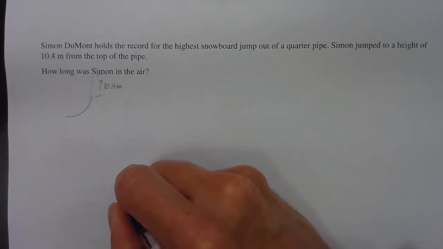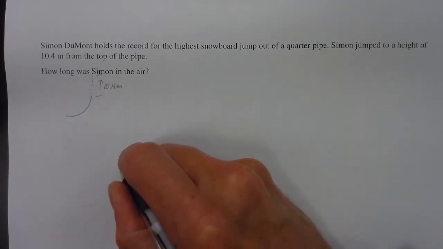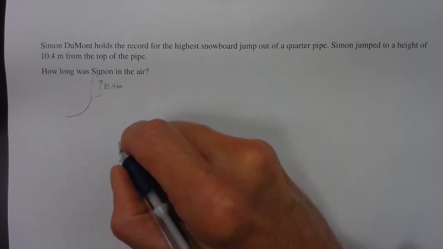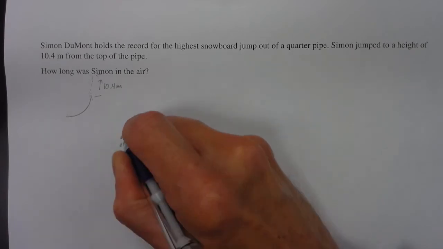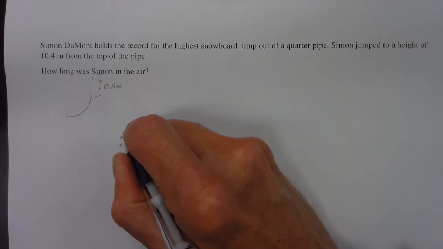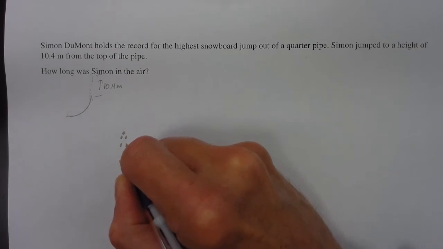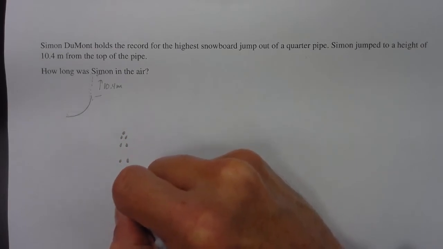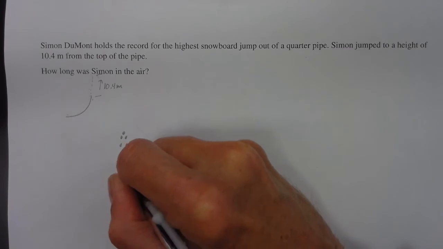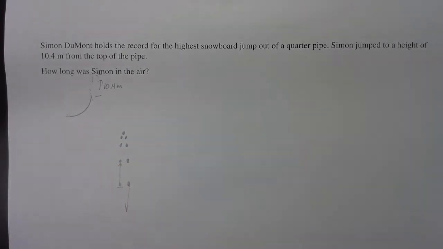He leaves the edge of the pipe going pretty fast, so we got big spaces. And then, of course, due to gravity, he is going to slow down and then get to some peak. And then on the way down, he will speed up, right? So here he's going down, there he's going up.